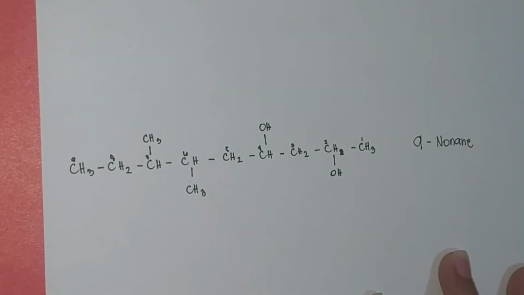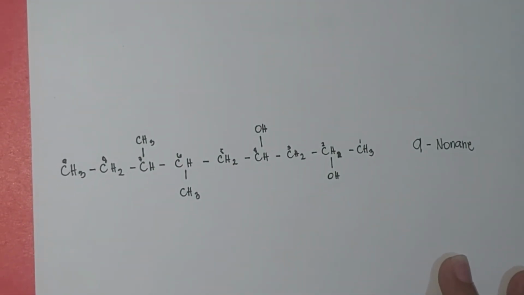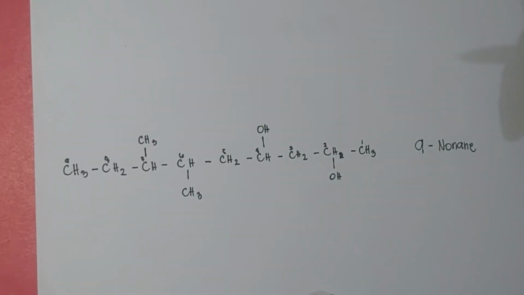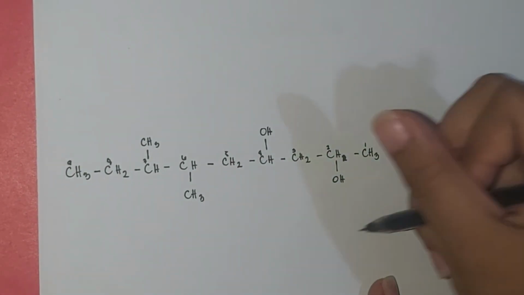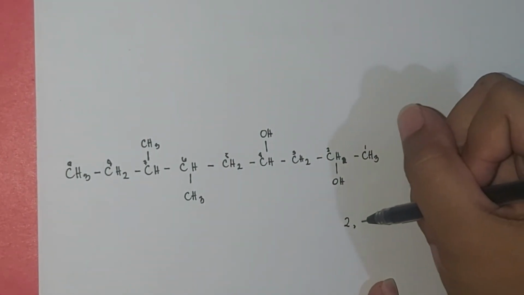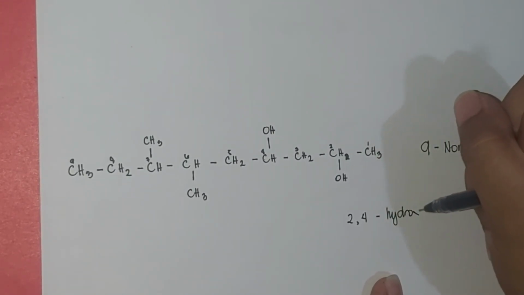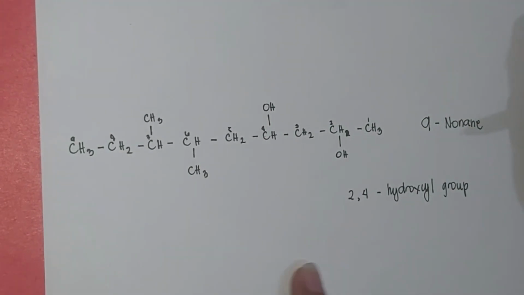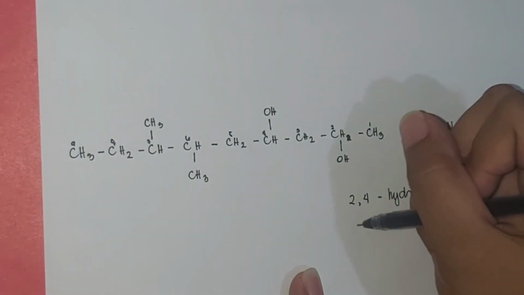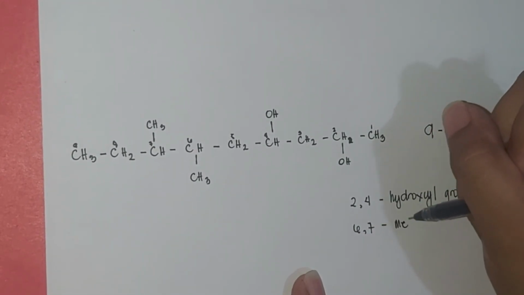After numbering the carbon chain, we have to locate the substituents. So we have 2 and 4 for the hydroxyl group, and at carbon 6 and 7 we have the methyl group.